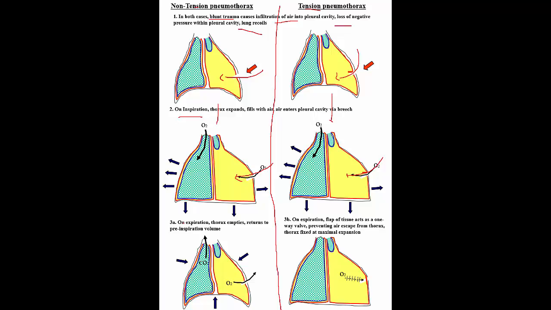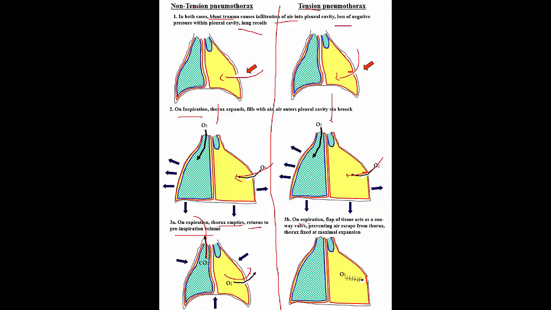So in a non-tension, when the breath is released, the thorax can still empty, air can exit out through the mouth and the nose, and also maybe out through the breach or the wound. And basically the thorax returns to pre-inspiration or pre-breath-taking volume.